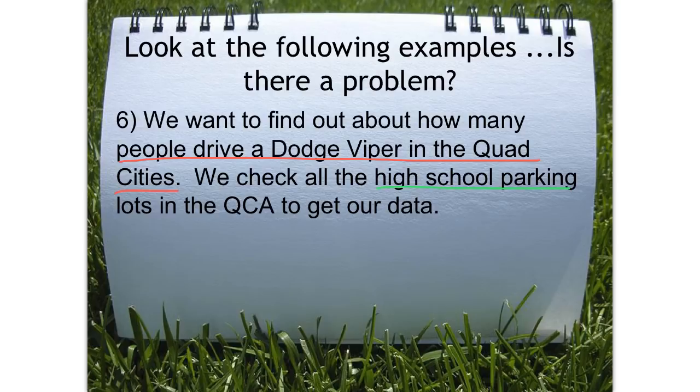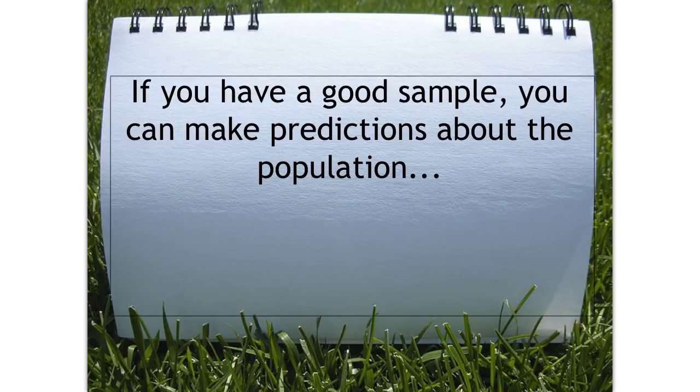And so I'm thinking, since Dodge Vipers are pretty expensive, that we're probably not going to find a whole lot in the high school parking lot, because that is, number one, not representative. If I want to find Dodge Vipers anywhere in the Quad Cities, that means I have to look in lots of different places, not just in a high school parking lot, which would happen to be convenient. So anytime you have a convenient sample, this is no good. No. The reason we're deciding whether we have a good sample or not is because if you have a good sample, then you can make predictions.